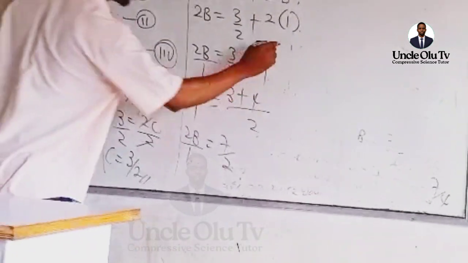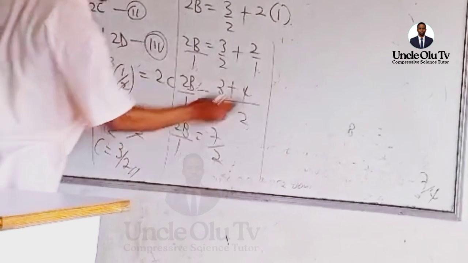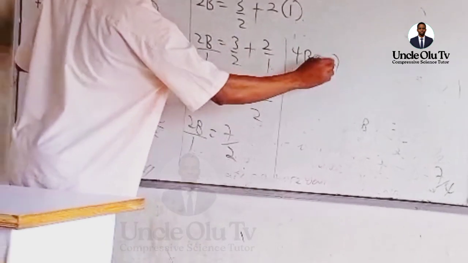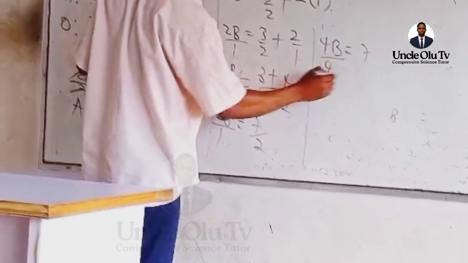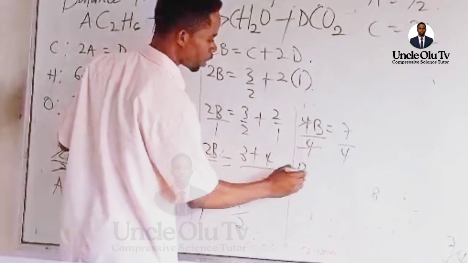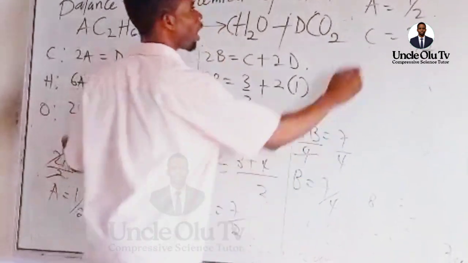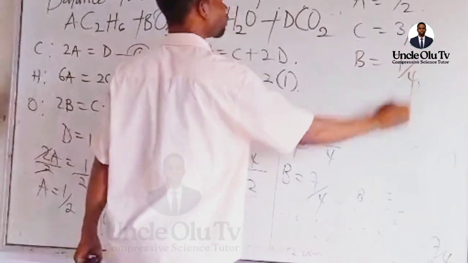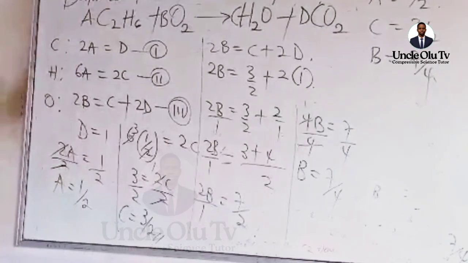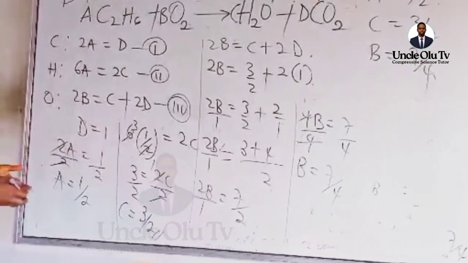So we now cross multiply. That is 4B equals 7. We divide those out by 4, all over 4. B equals 7 all over 4. I believe that simple equation is clear to us.